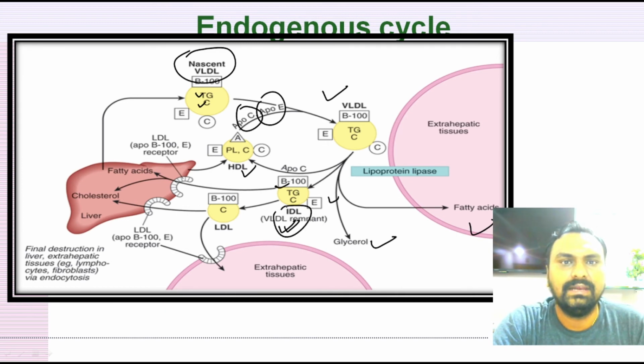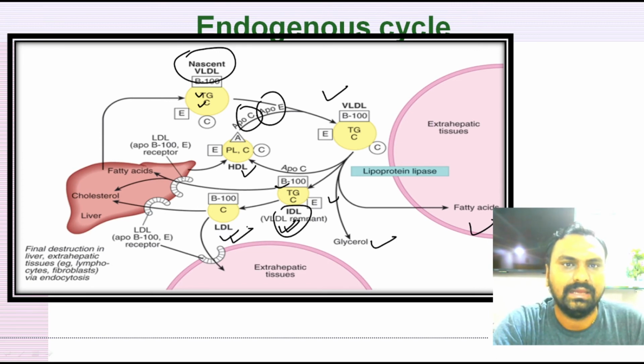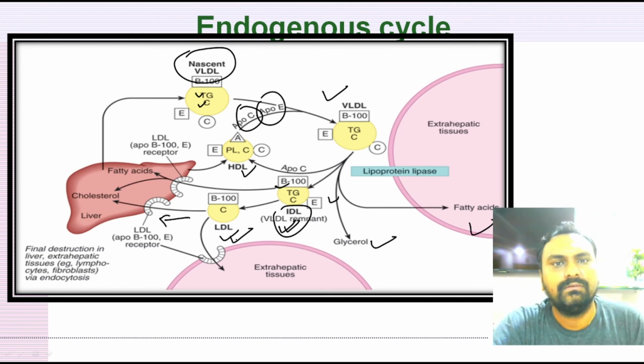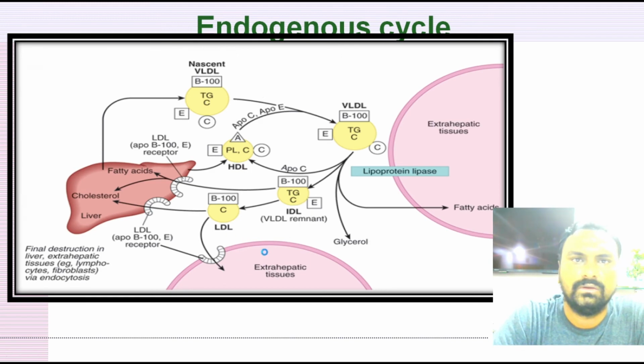and the remaining portion along with ApoB100 and ApoE is called the IDL. IDL has two fates. Either it can go by ApoE receptor-mediated endocytosis inside the liver, or with the hepatic lipase enzyme, it is converted to LDL. LDL has two fates. 70% will go to the LDL receptor present in the liver, while 30% will go to the extrahepatic tissue for the formation of steroid hormones and vitamin D. Okay.